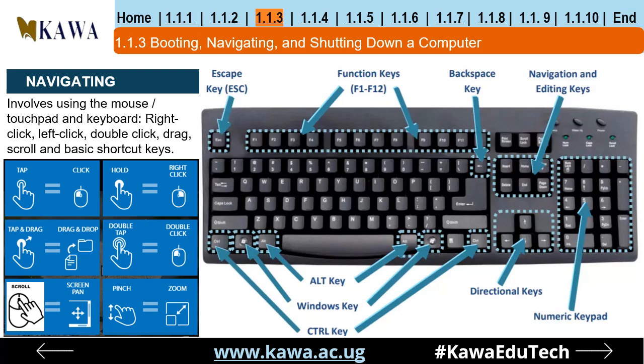Numbers 1 to 12 are called functional keys. Then you find what we call the space bar. Some keyboards tend to be different, so take time to go through this to understand. Then also how to use your mouse.